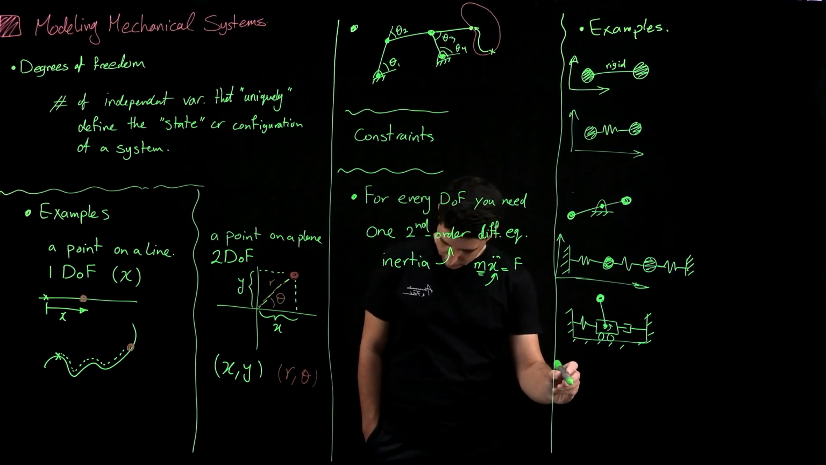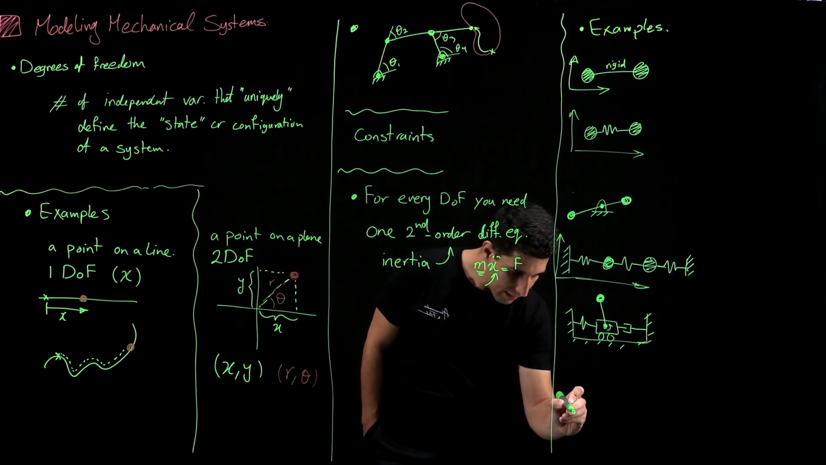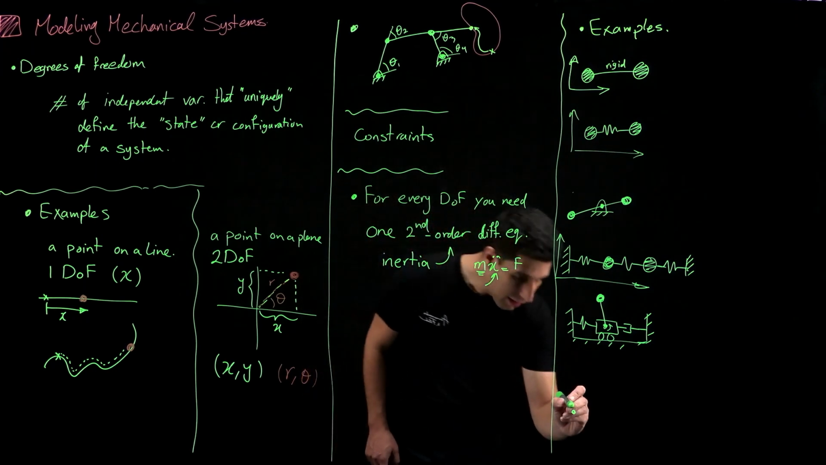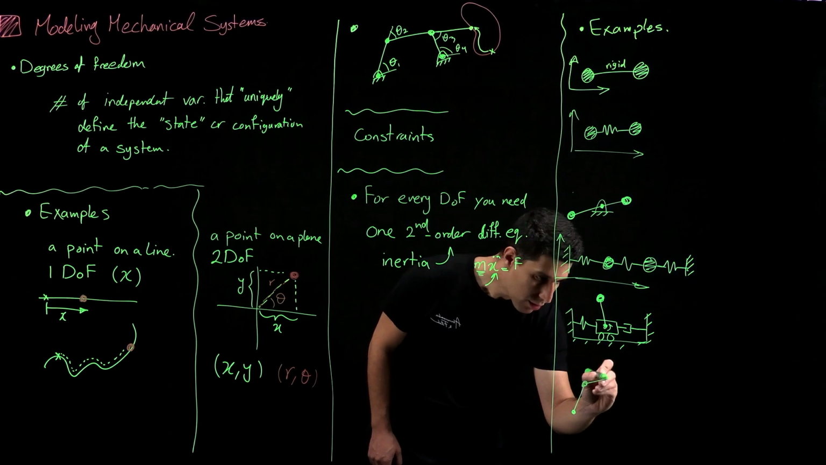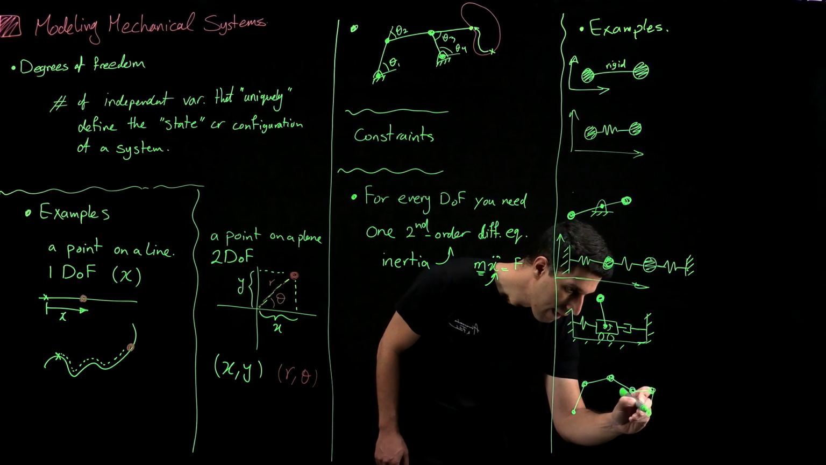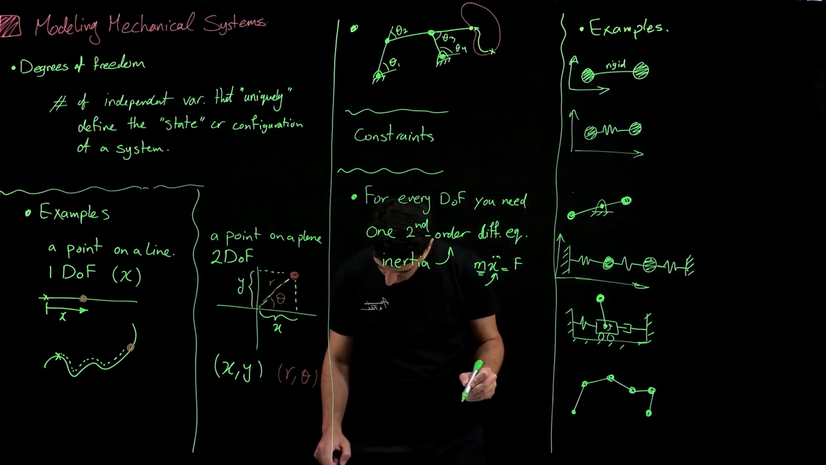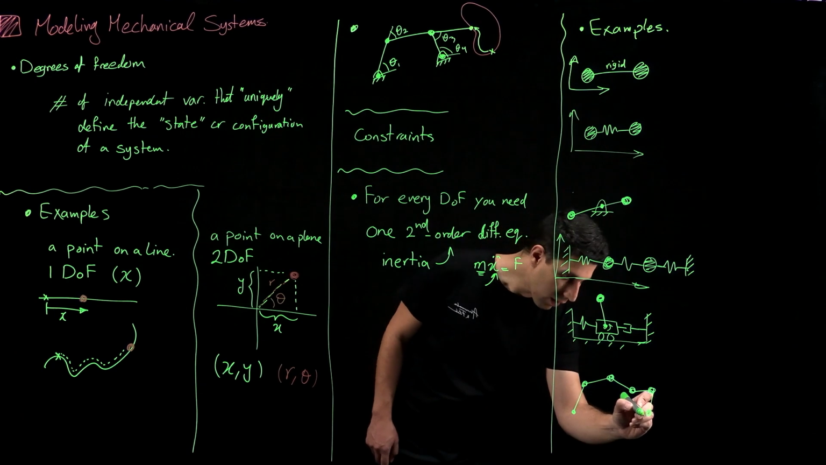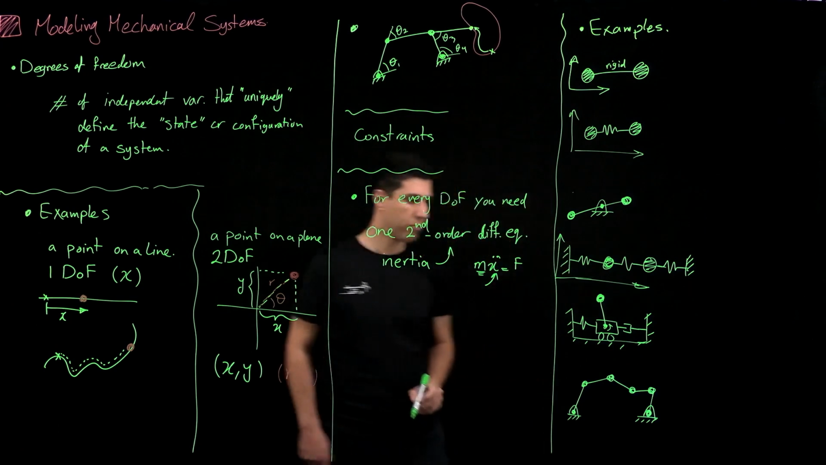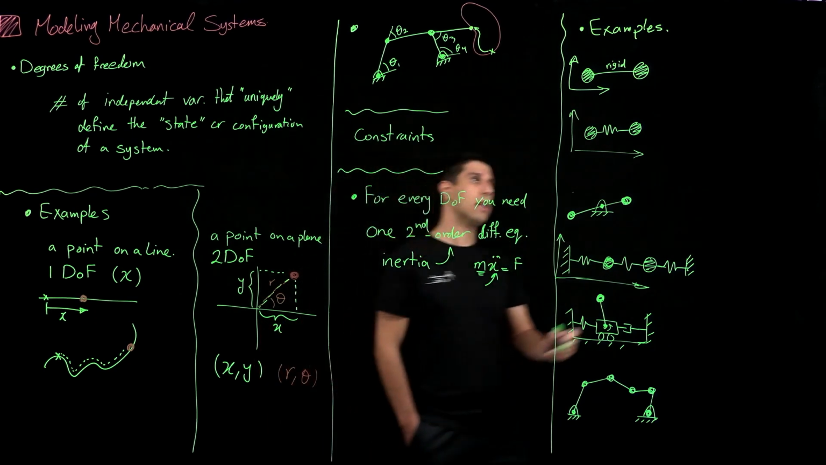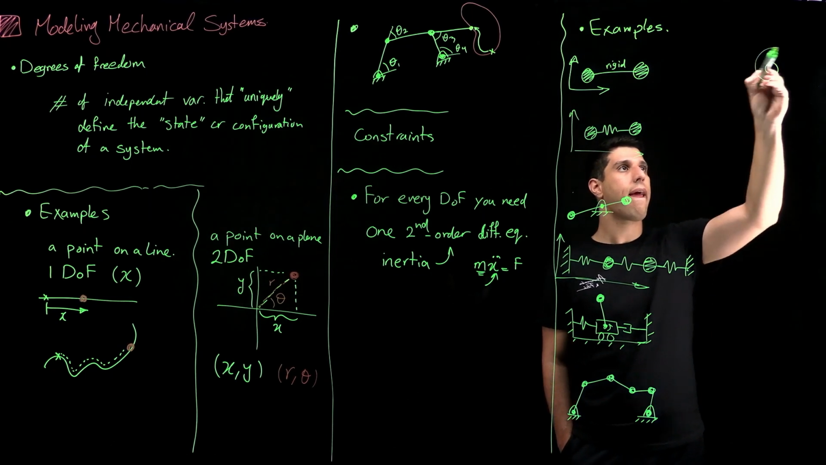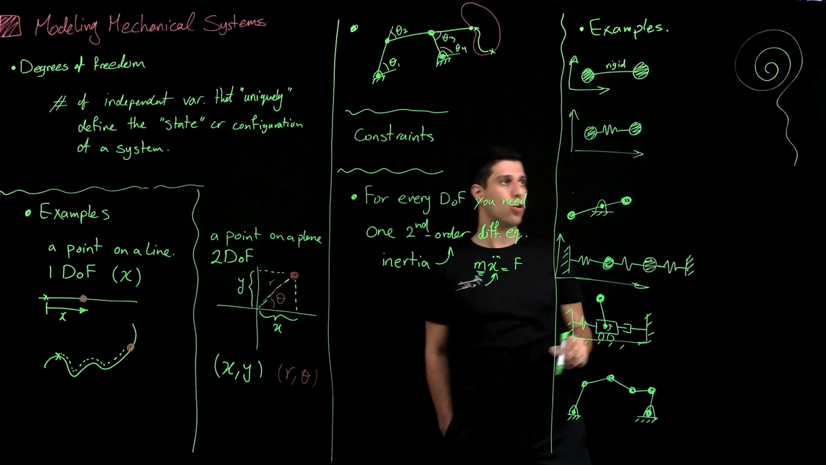And two more examples. How many links do I have? 1, 2, 3, 4. 1, 2, 3, 4, 5. Okay. And these are pinned to the ground. And the last one is a rope.